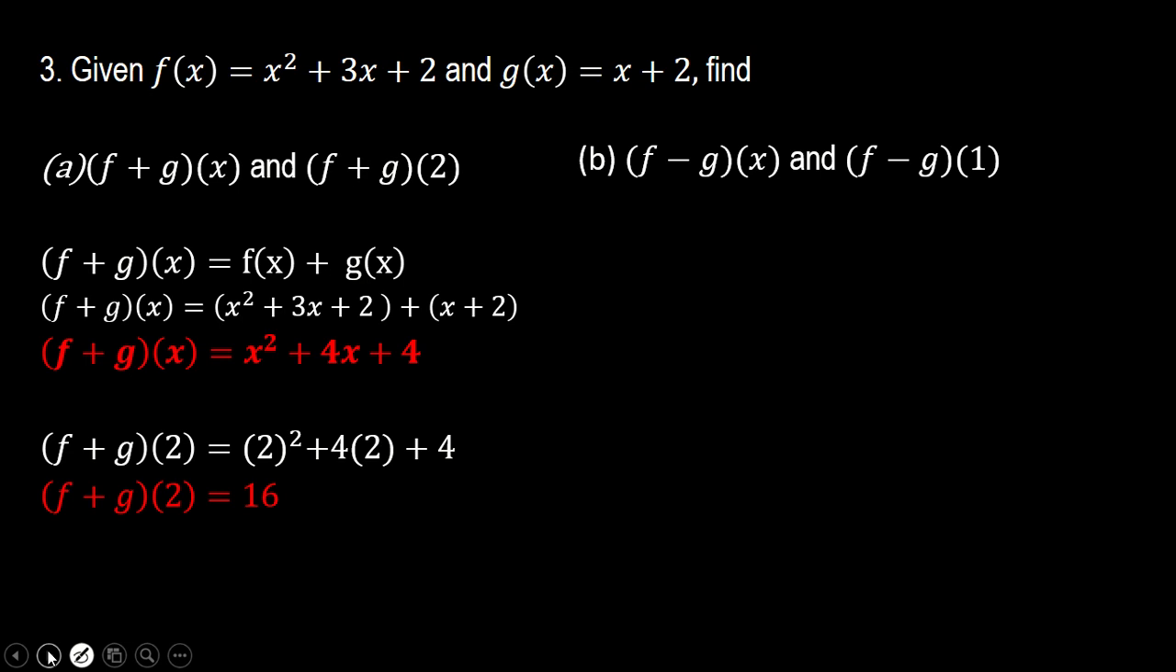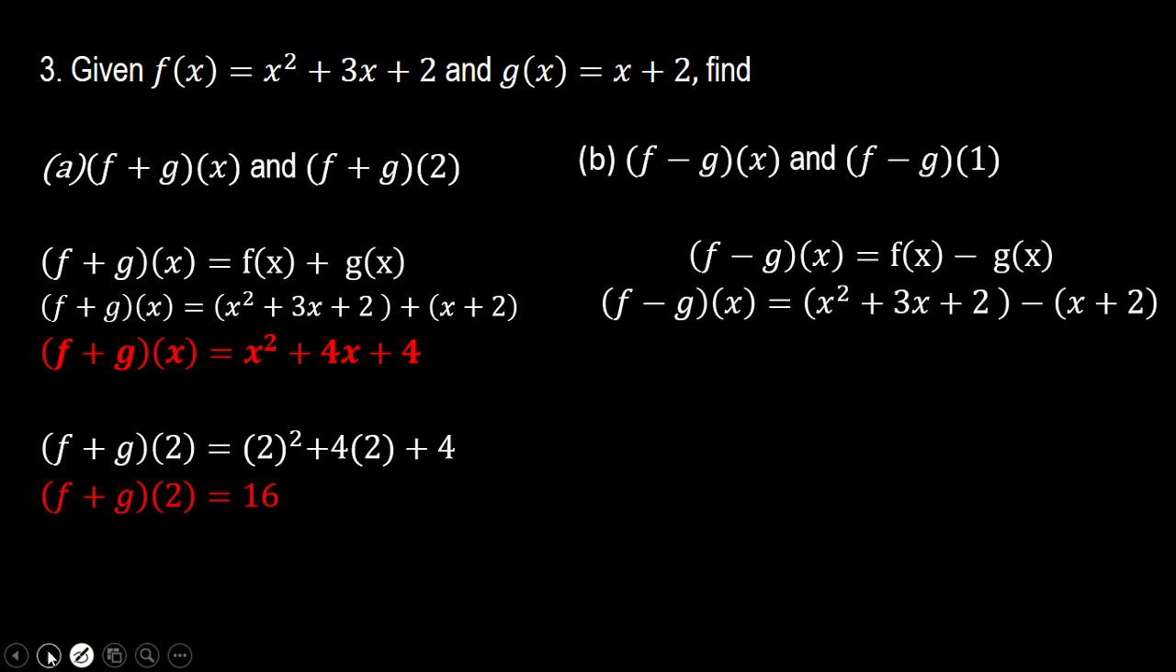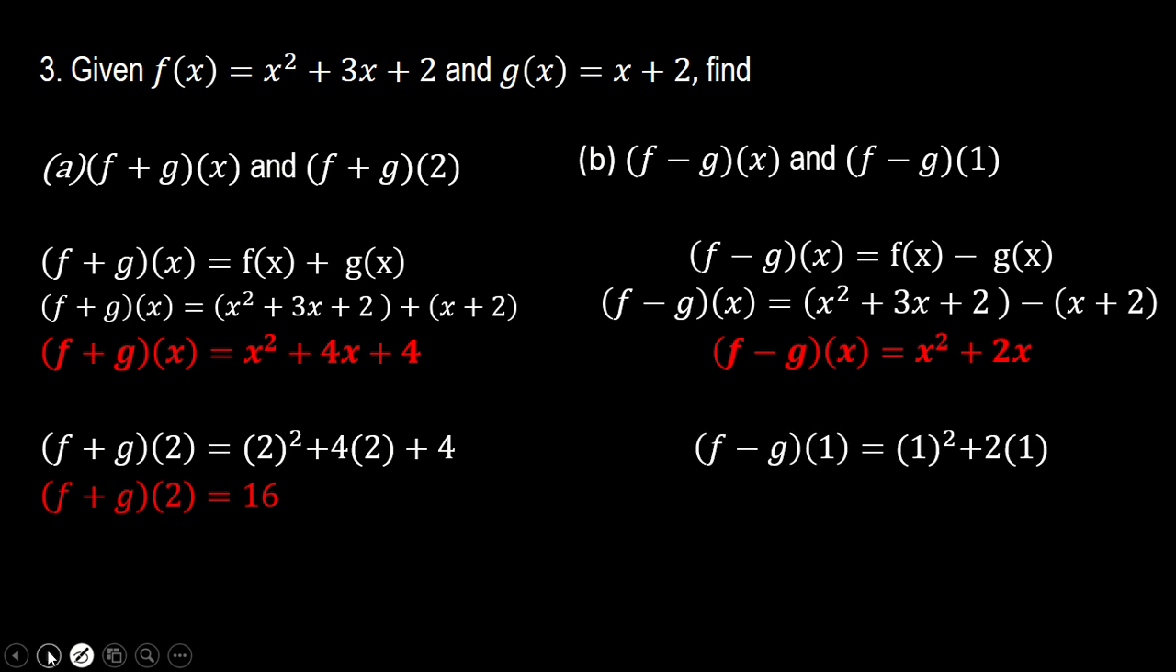Okay, so if we're going to substitute that, we're going to subtract this. We'll have x squared plus 3x plus 2 minus the quantity of x plus 2. And then if we're going to identify its difference, the difference for that is x squared plus 2x. And then here, if we're going to substitute x is equal to 1, we'll have 1 squared plus 2 times 1. 1 plus 2, the answer here is 3.